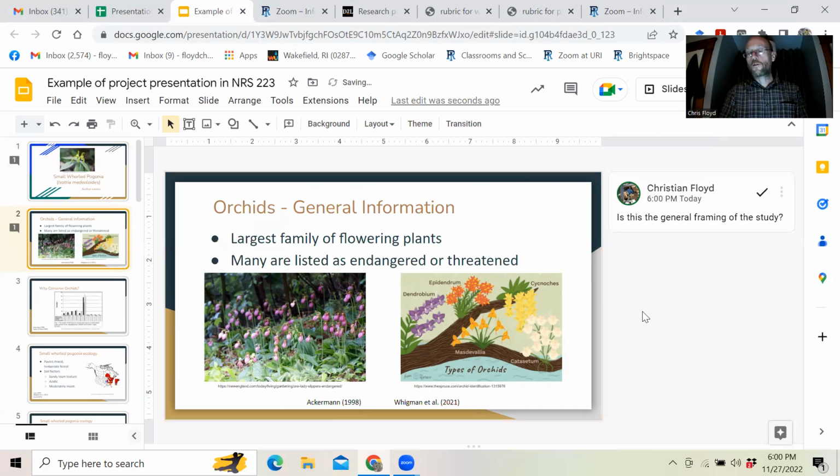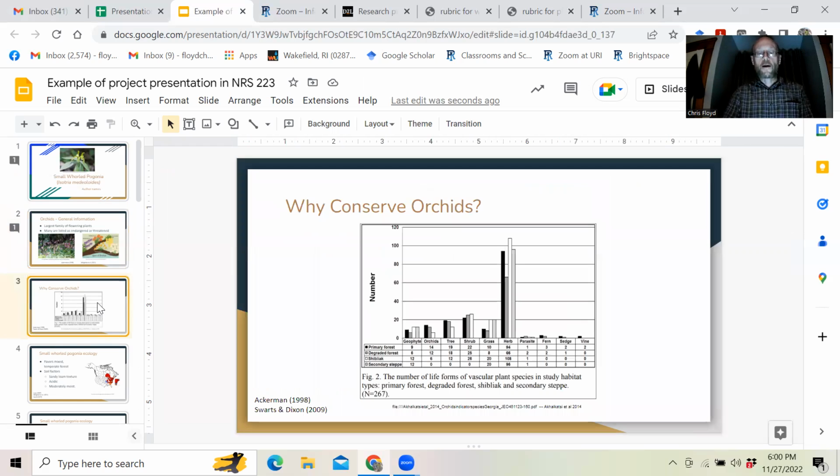So orchids are generally important. I think that's pretty good. I think orchids are the most speciose plant family there is, the largest family of flowering plants. Many are in danger or threatened. Okay, so I guess this is about the general context. This is about orchids, many of which are of conservation concern. That's fine. Why conserve orchids? And here it's just really good.